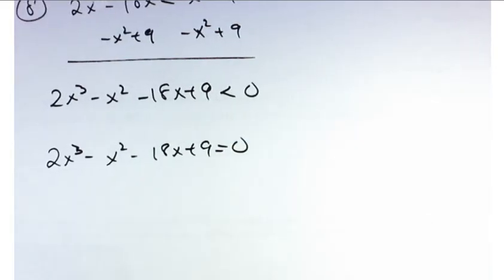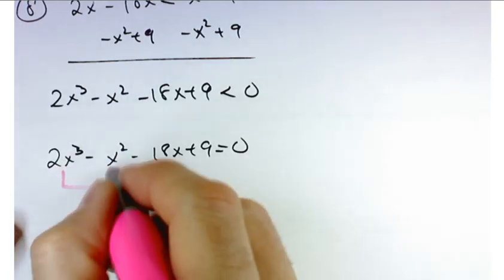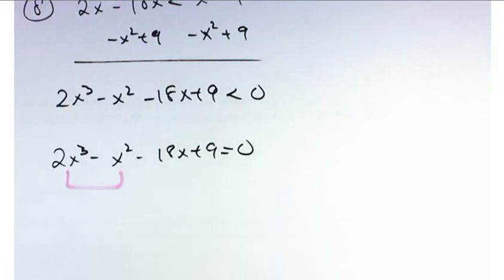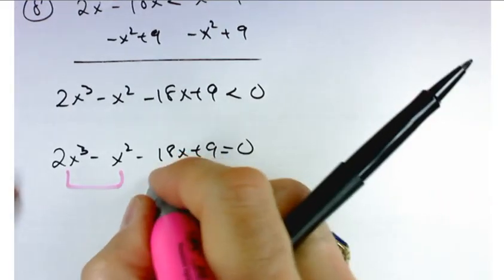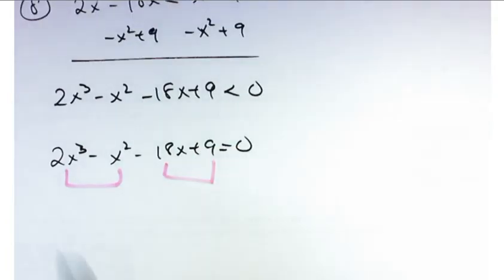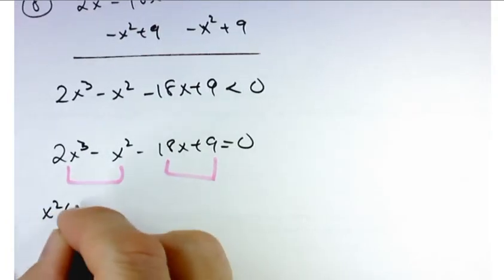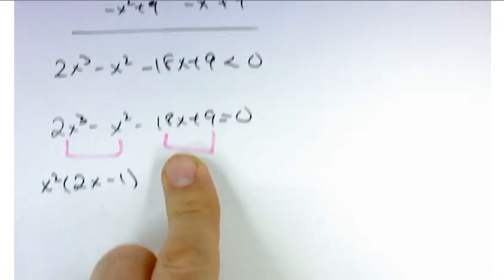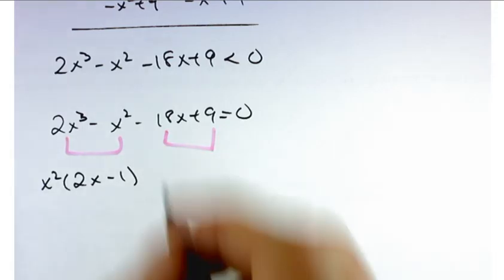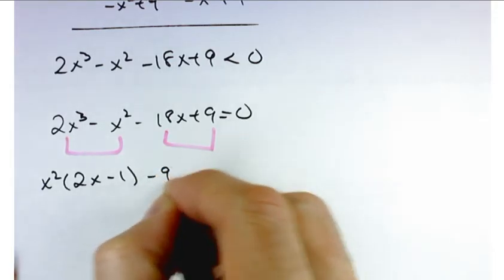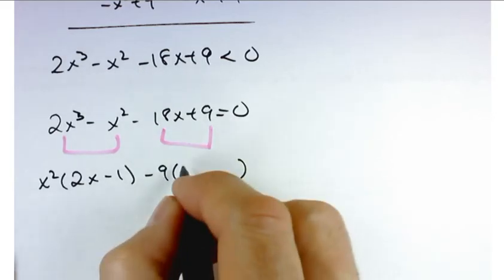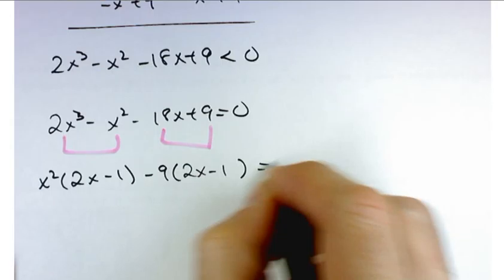Now, one thing that you can try when you have 4 terms is to factor by grouping. So let's just look at those first 2 terms. Is there anything I can factor out of those first 2? Yeah, factor out an x squared. That's going to leave behind 2x minus 1. Now let's see what we can factor out of the second one. Let's factor out a 9. In fact, let's factor out a negative 9, because the negative 9 will change the sign on both of these terms and also leave behind a 2x minus 1.